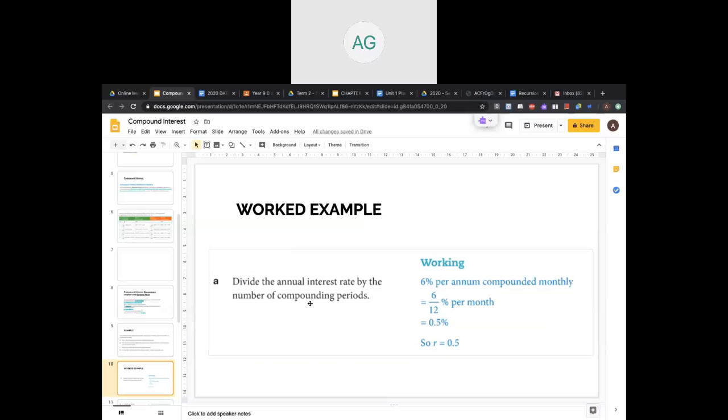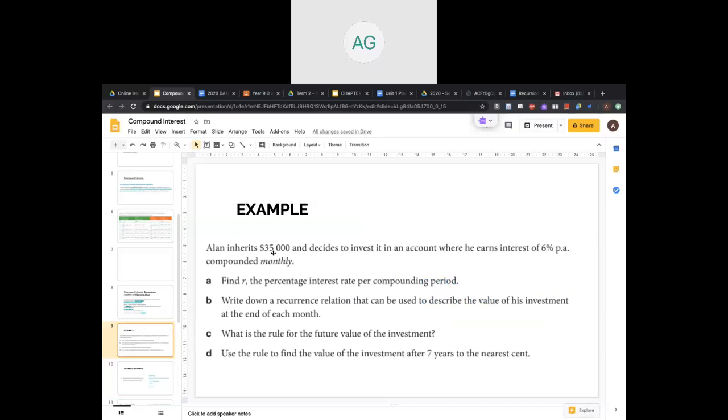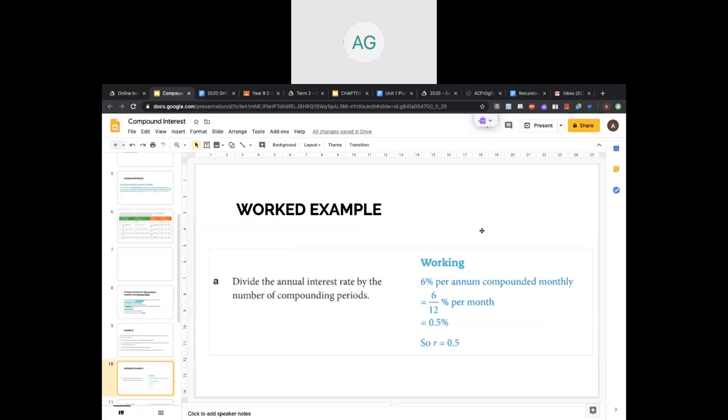So first of all, as I said, because the example says compounded monthly, there are 12 months in a year and 6% is for the whole year. So you divide that by 12 to get that per month. So 6 divided by 12 is 0.5%. So 0.5 is your rate of interest. So you're not using 6 there, you will be using 0.5 for rate of interest for R.